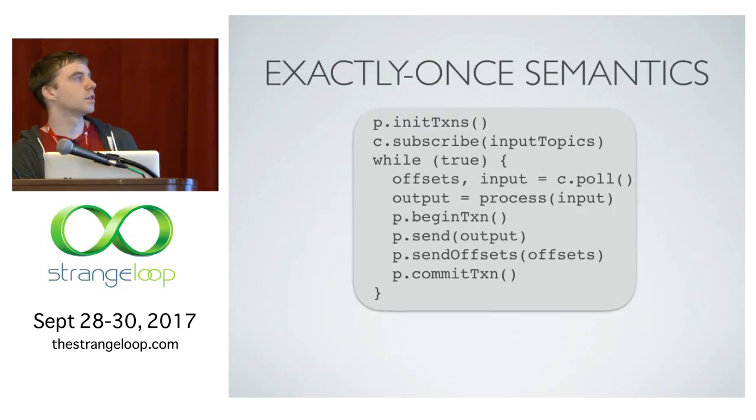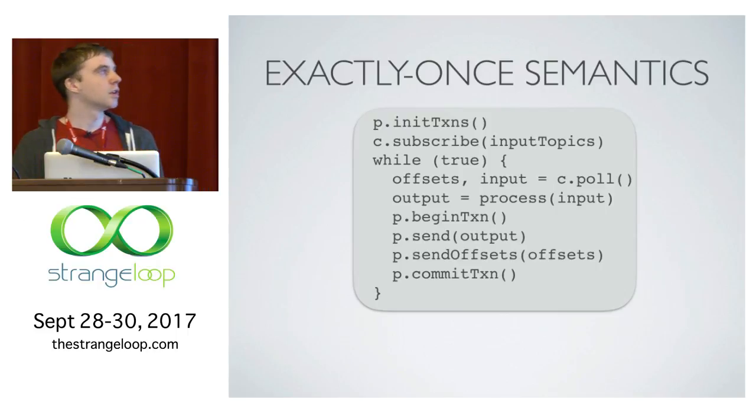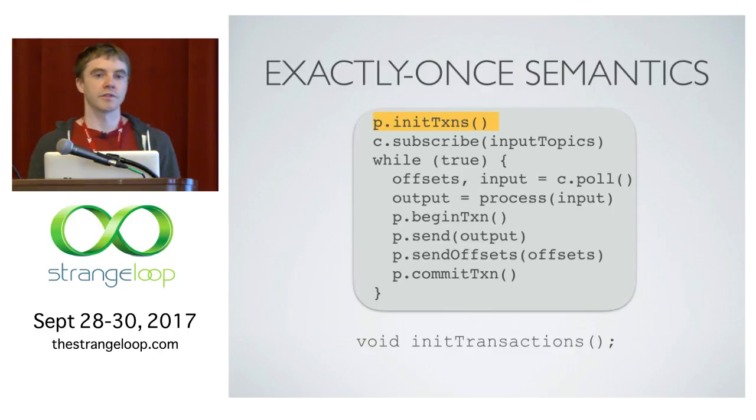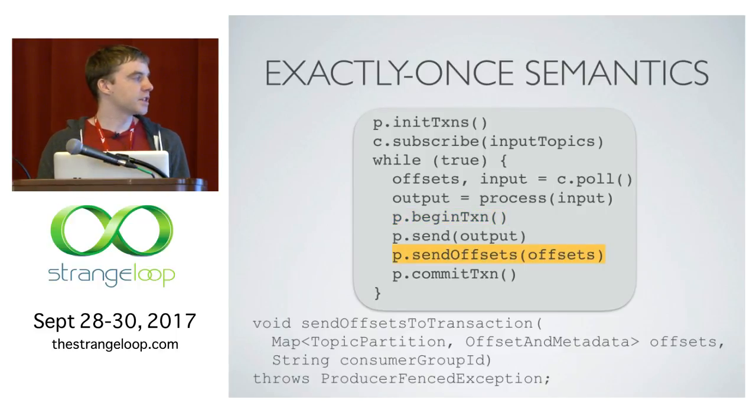So let's take a look at the API very quickly. Again, this is pseudocode. We have this new init transactions, so this is really where the fencing is taking place. We have a begin transaction. This is kind of obvious. And we have this new API here.